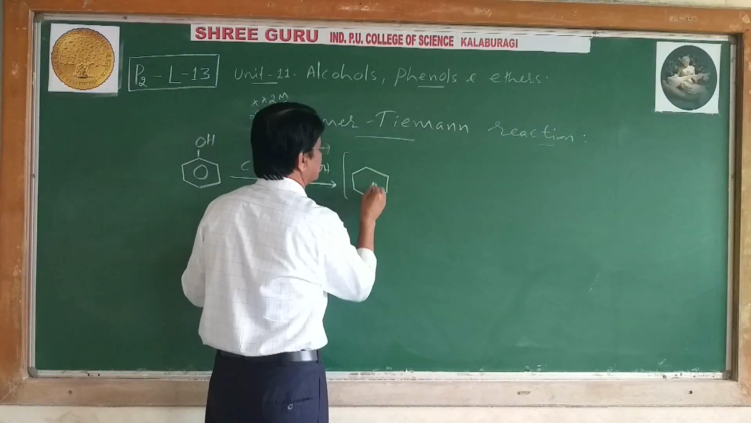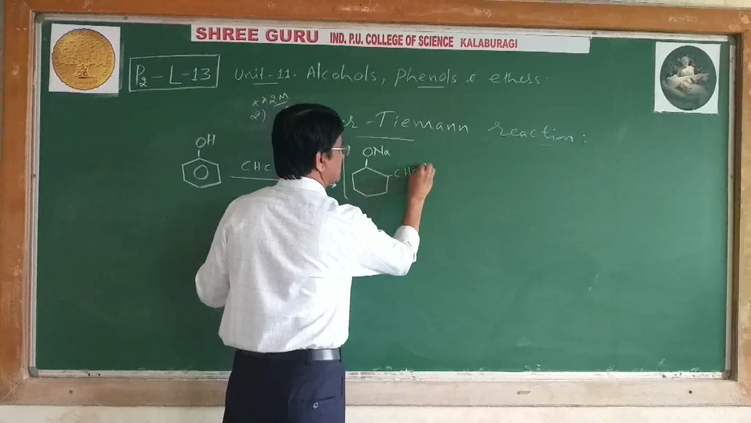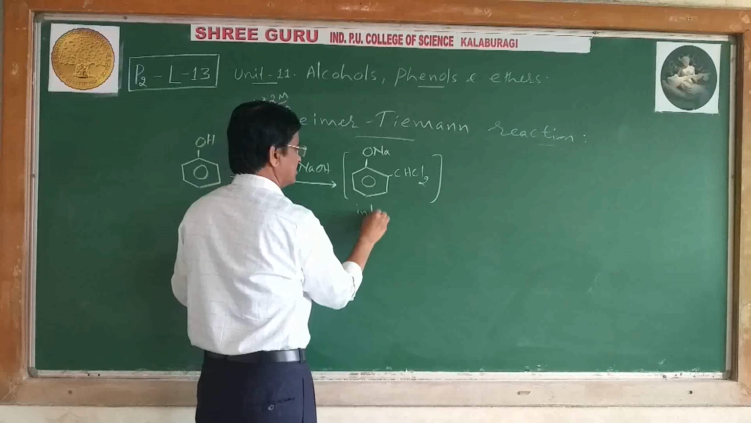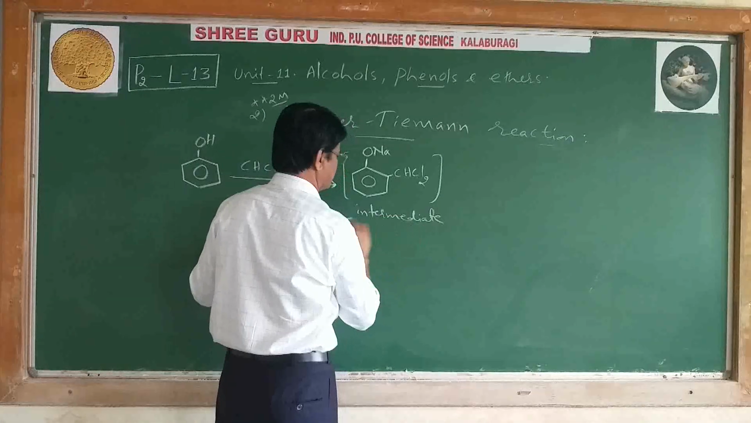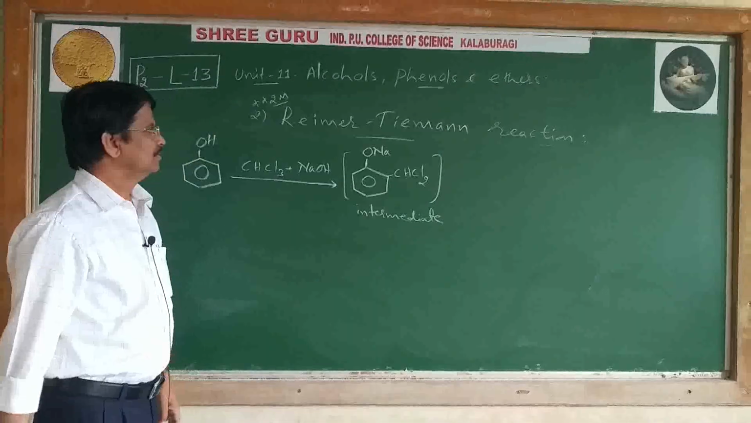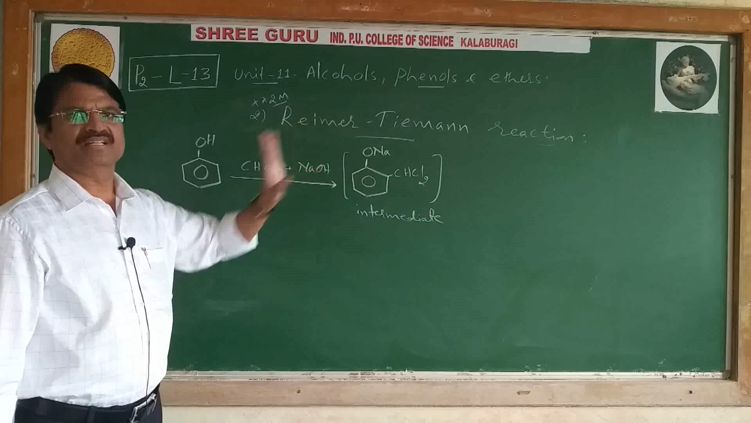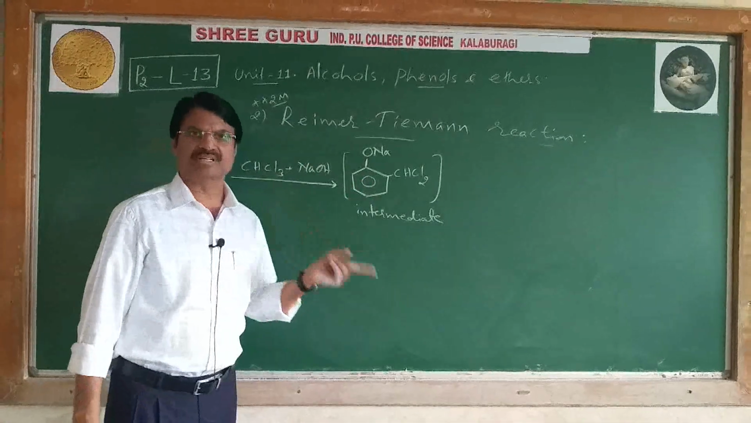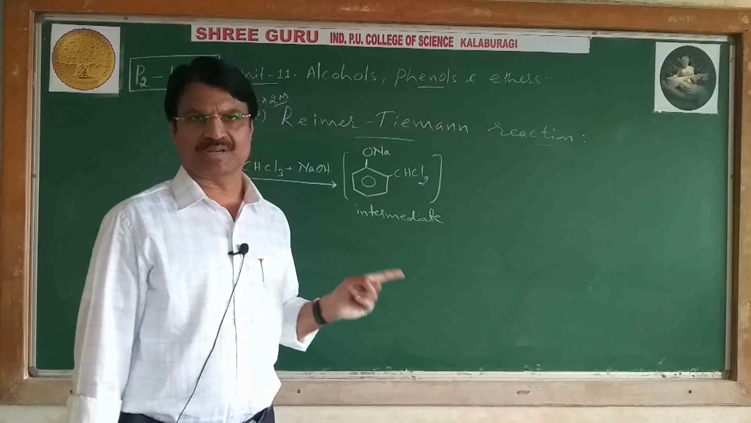Benzene ring, ONa, CHCl2. This is the intermediate compound. The intermediate compound formed in the Reimer-Tiemann reaction is this, you have to tick it. This is a compound formed, not a reactive intermediate. The reactive intermediate is dichlorocarbene, correct?